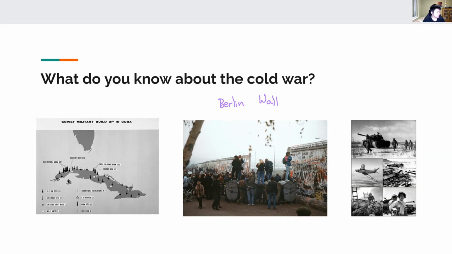All right. Does anybody else know the other two that are on screen right now? Nope. Okay. I'll tell you guys. The first picture you see on the left is Cuba. And this famous event that is on the screen right now is called the Cuban Missile Crisis.